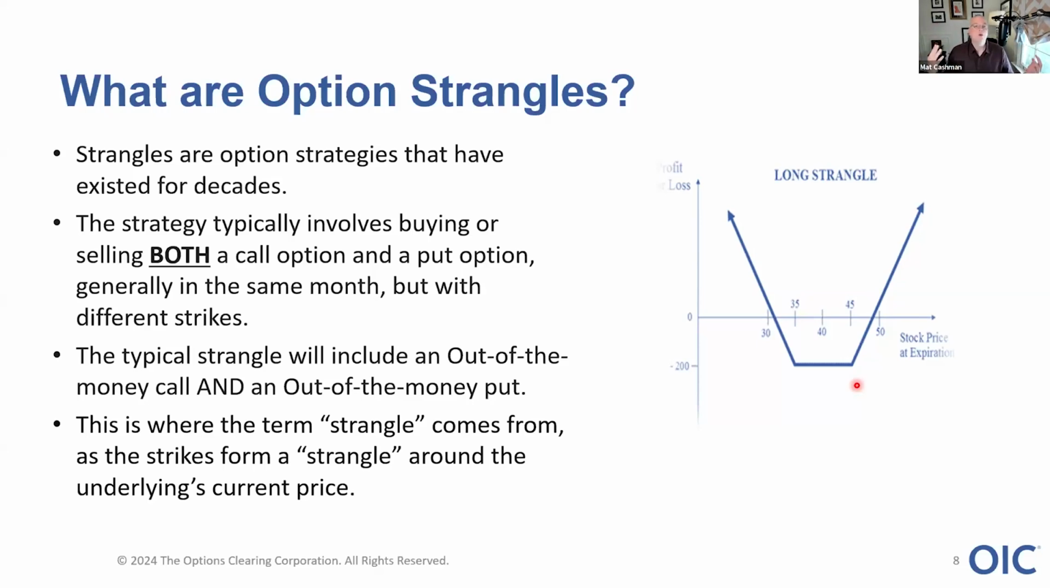That would be, we would call that the 1540 strangle, and you can quote it as one price as far as a complex, quote unquote, strategy. But you're either buying or selling both of those options, the out of the money call and the out of the money put, and that's where the term strangle comes from.